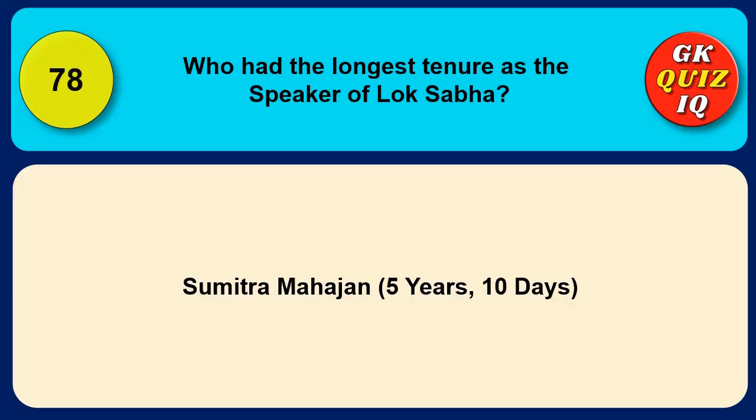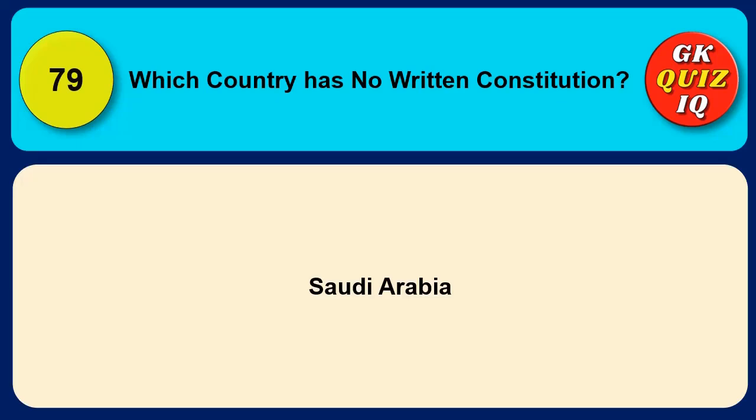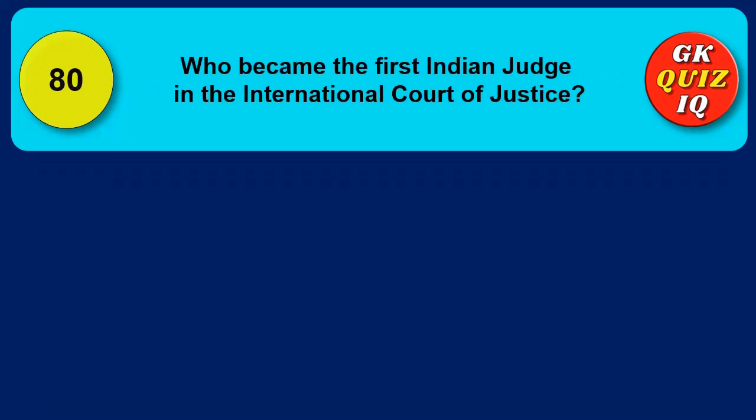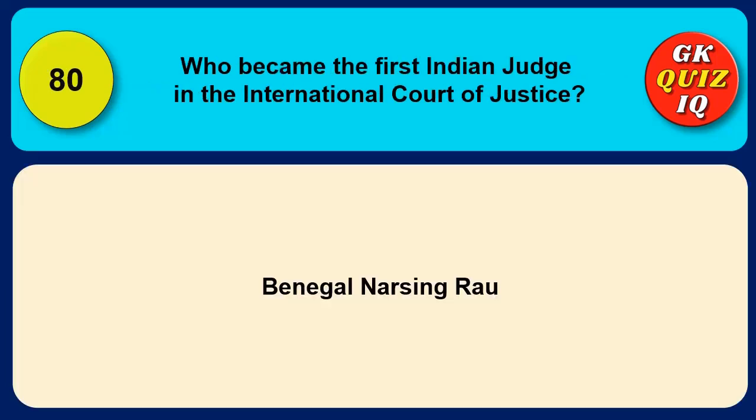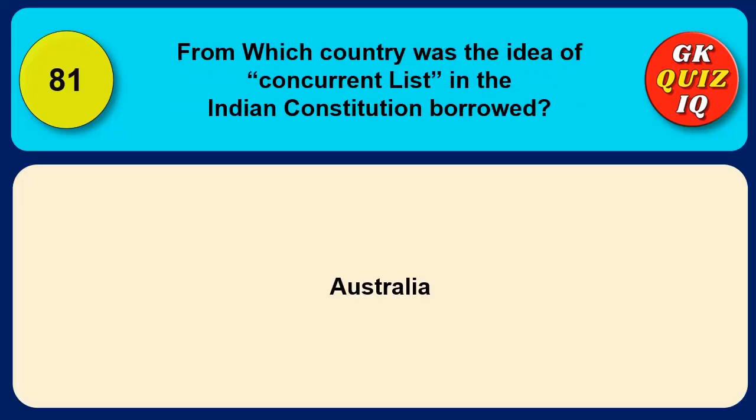Who had the longest tenure as the Speaker of Lok Sabha? Sumitra Mahajan. Which country has no written constitution? Saudi Arabia. Who became the first Indian judge in the International Court of Justice? Benegal Narsingh Rao. From which country was the idea of concurrent list in the Indian Constitution borrowed? Australia.